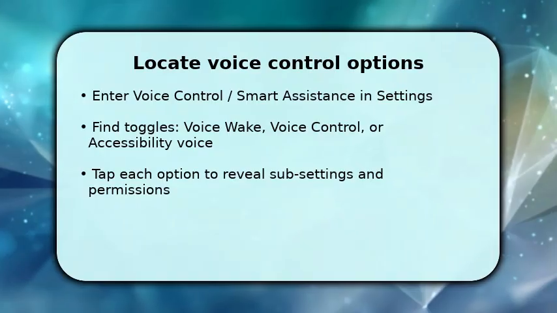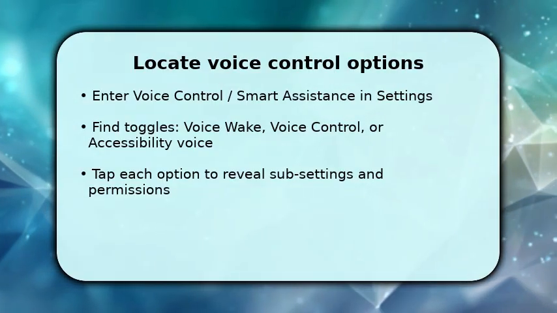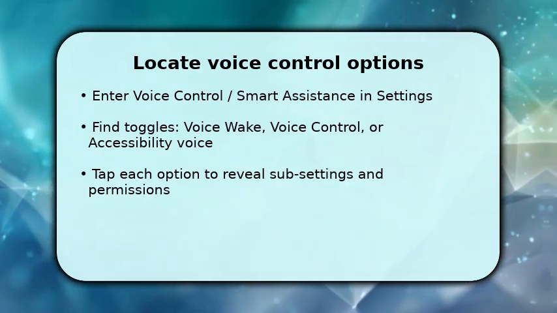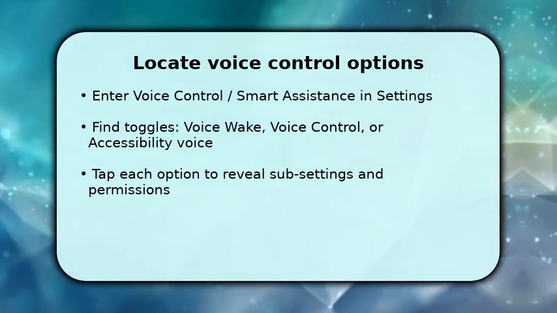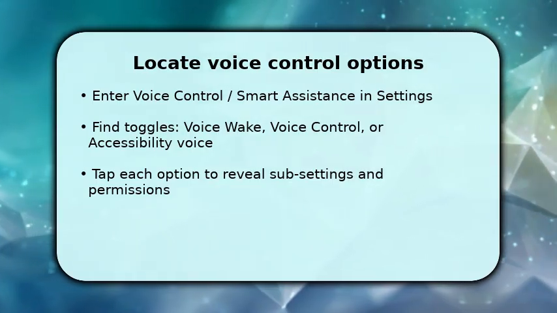Now that you're in the right area, carefully scan for Voice Wake, Voice Control, or Accessibility Voice settings. Vivo sometimes lists voice features in Smart Assistants or System settings. Tap the main voice entry to reveal toggles and permission details.